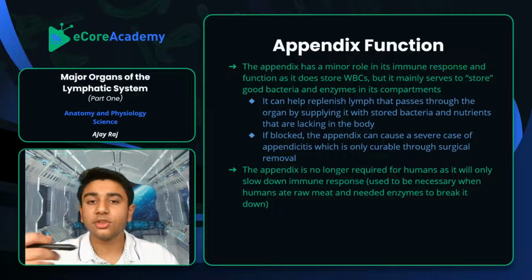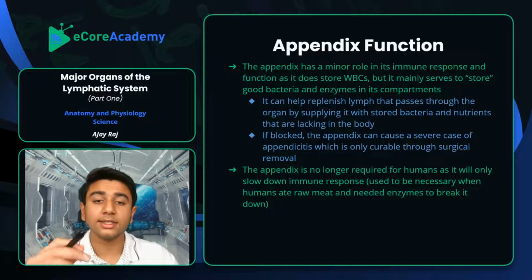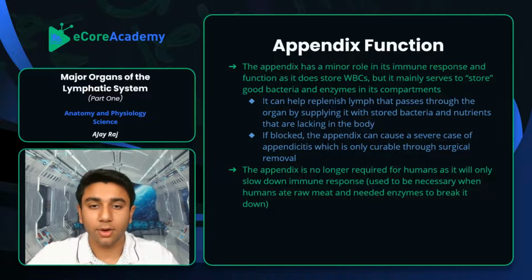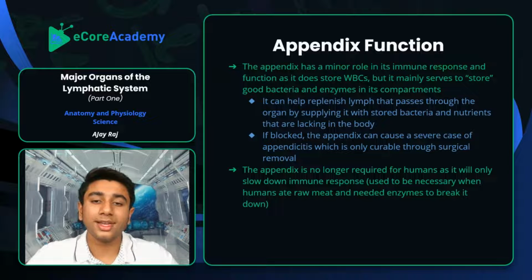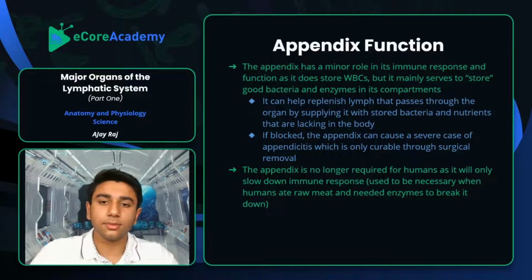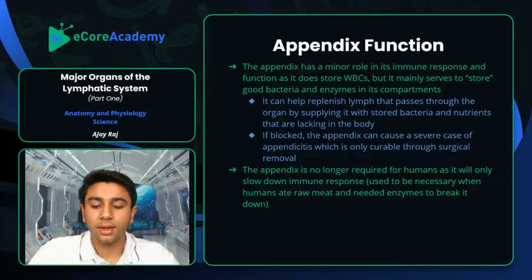So when you're eating raw meat, there's a lot of bacteria in raw meat, and it takes a lot more enzymes to actually break down that raw meat. So in that process, your appendix essentially released those enzymes that were needed to break it down. But we're no longer in necessity of that. A lot of us just eat cooked meat nowadays, and a lot of us are just vegetarians, so we don't have that main function for the appendix.